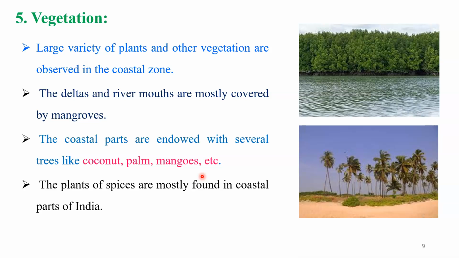And one important thing, some areas of the coast have plant species, very important plants that we have observed in the coastal area. I'm talking about Kerala and Karnataka. We have this type of species plants that are very economically important for us.